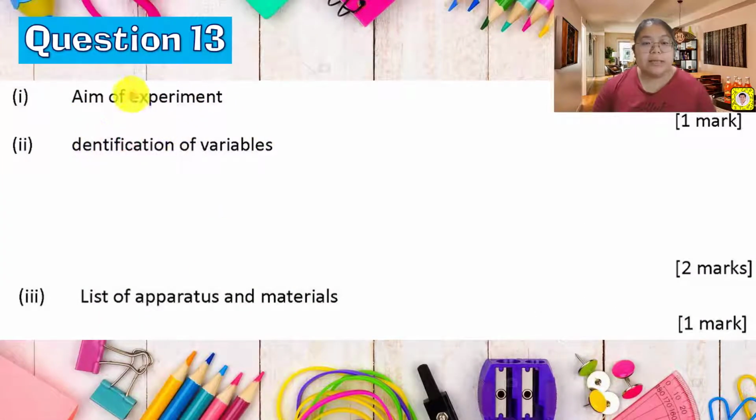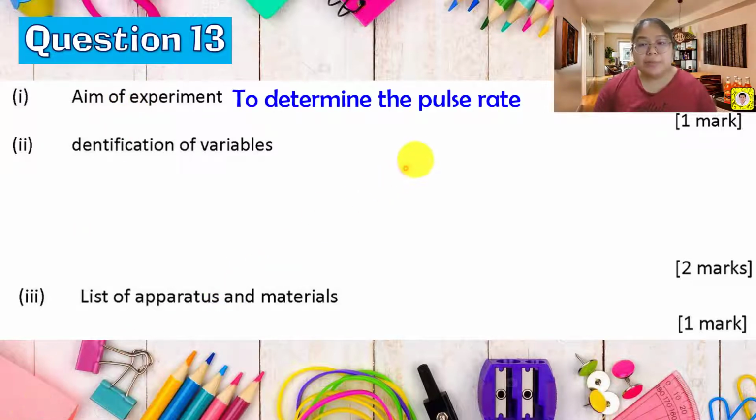Okay, first one they say the aim. Aim, what you want to check? You want to check the pulse point from the victim, because you want to check the pulse rate. So from here, you need to determine the pulse rate.